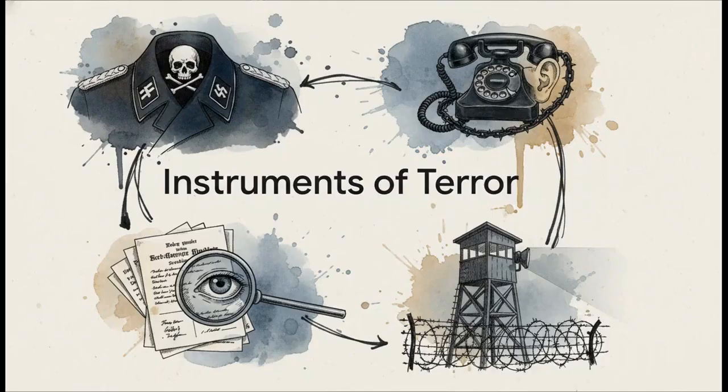And these were the brutal tools they used to enforce it. The SS became a state within a state, running the concentration camps. The Gestapo, the secret police, created this atmosphere of paranoia, where literally anyone could be an informant, your neighbor, your coworker. And the camps, first built for political prisoners, soon expanded to hold anyone the state considered an enemy.